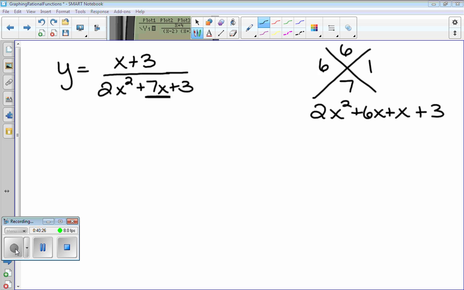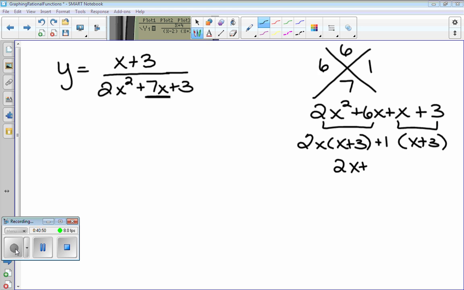And I group. Very good. Group the first two, group the last two. Take out the GCF. I know I have to have an x plus 3 over here. I already do. So what number goes in front of the parentheses in the second grouping? A 1. So my two factors are 2x plus 1 and x plus 3. So a little bit harder to factor that one.